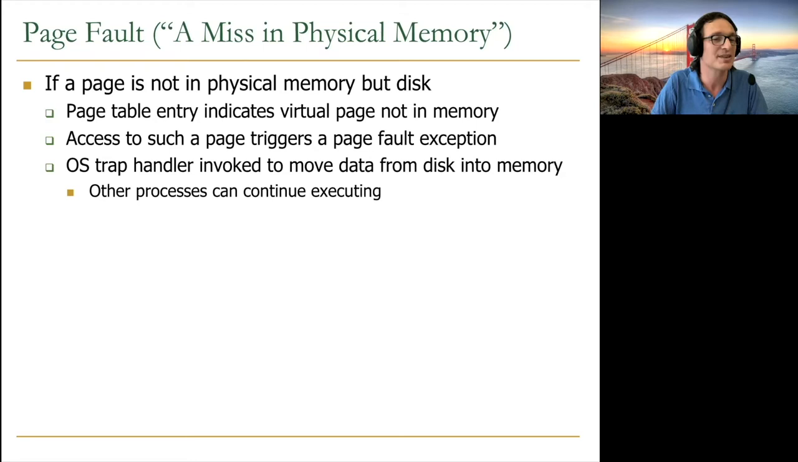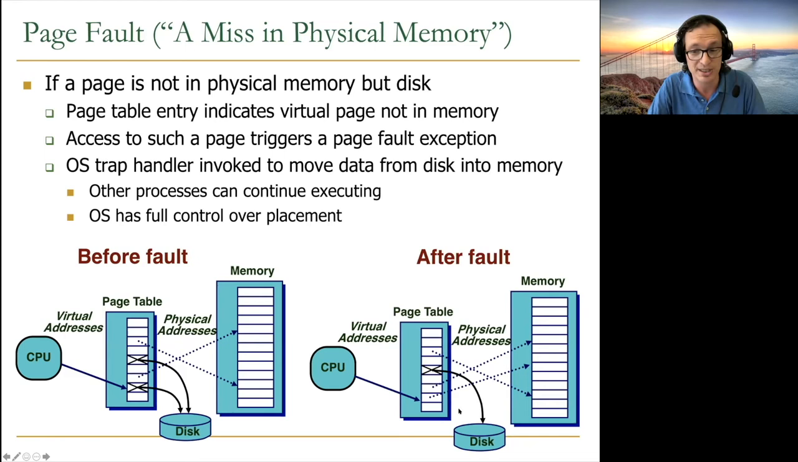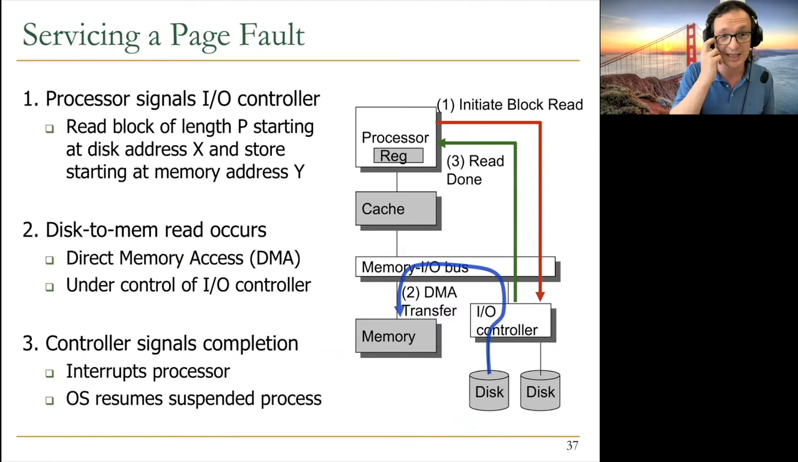An OS has full control over the placement. So before the fault, you access something on the disk, and that needs to be brought into the physical memory, as you can see over here. So in this case, the mappings of other stuff remain unchanged, but you have another mapping that's introduced. Now, one page is not on disk anymore, it's in physical memory. Okay, so let's take a look at it in a little bit more detail from the system perspective.